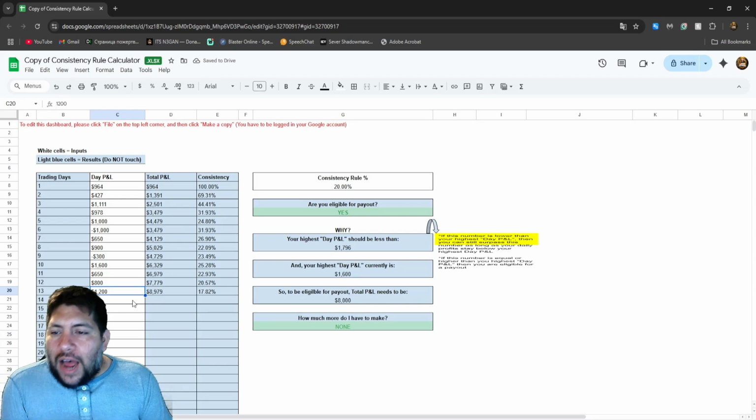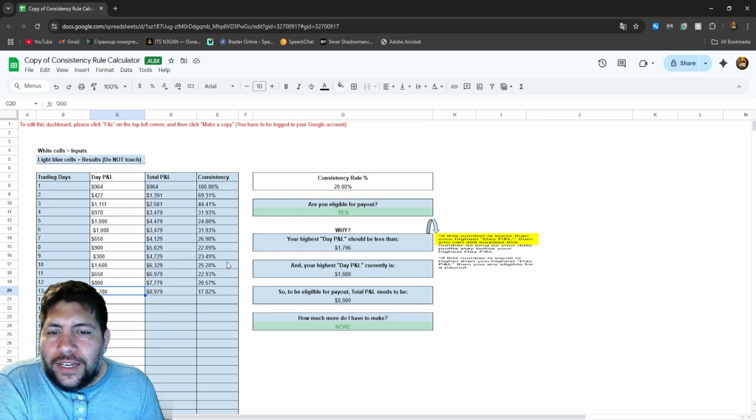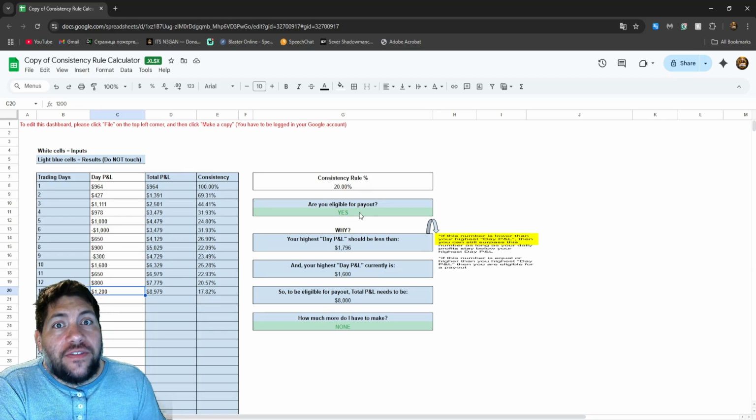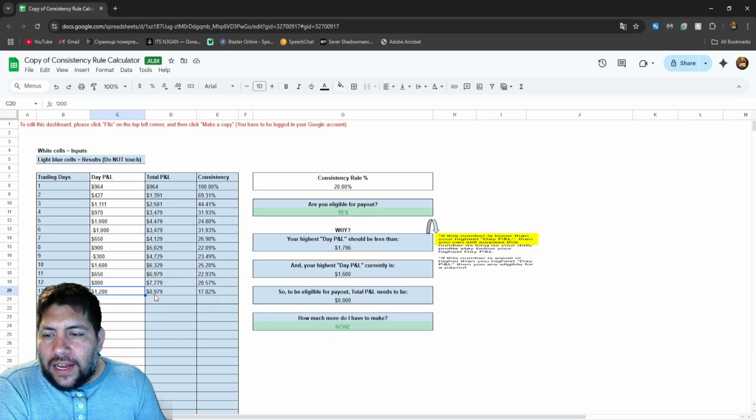There we go. So after 13 days of day trading, and I hopefully, these numbers are somewhat accurate, then I will be at 17.82%, and I will be qualified to receive a payout. And I don't have any more money to achieve, because at that point my account balance will be at $8,979.